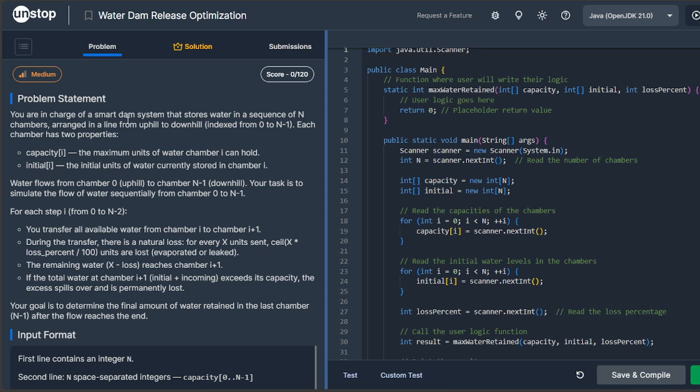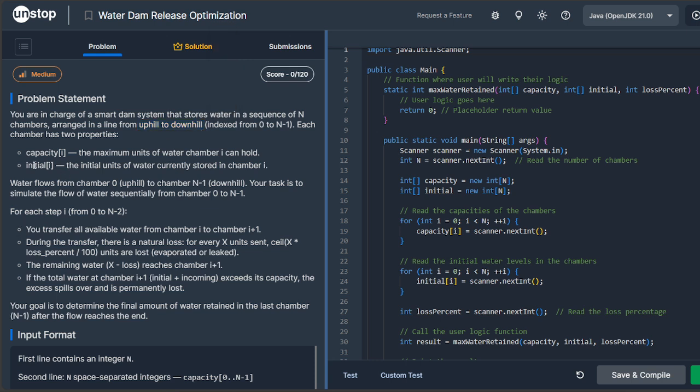You are in charge of a smart dam system where the dam will store water in a sequence of n chambers. So it is like uphill to downhill. You need to make decisions to flow the water from uphill to downhill, and make the proper decisions with these constraints.